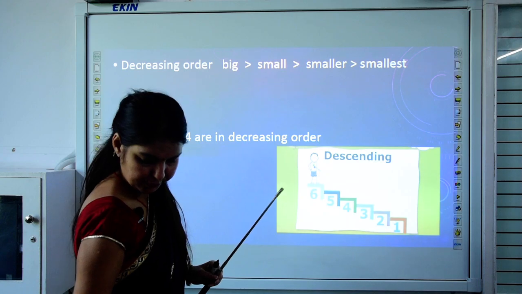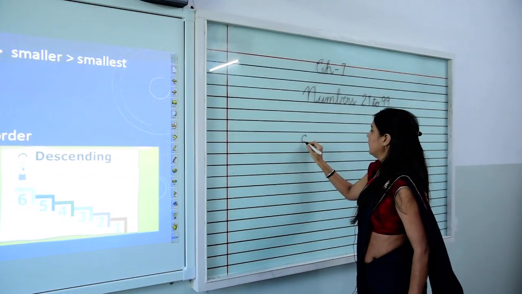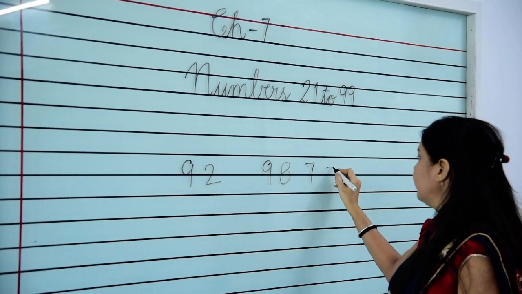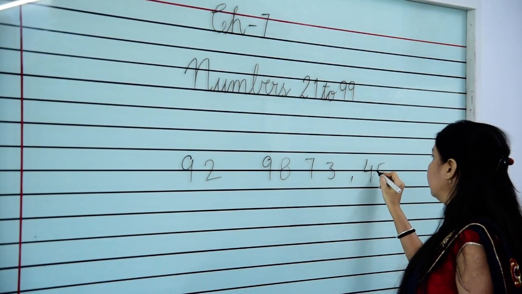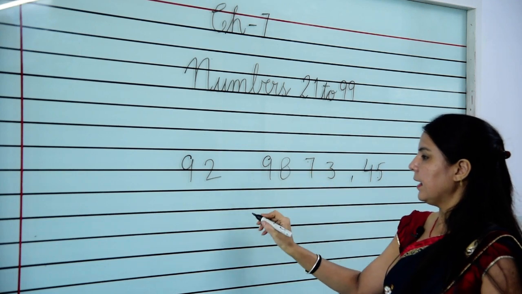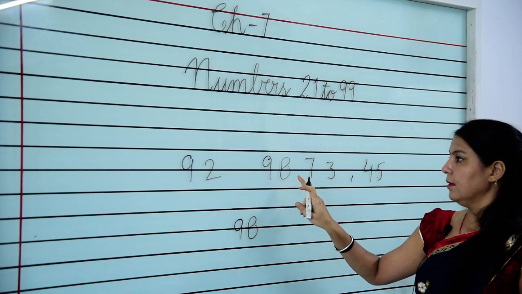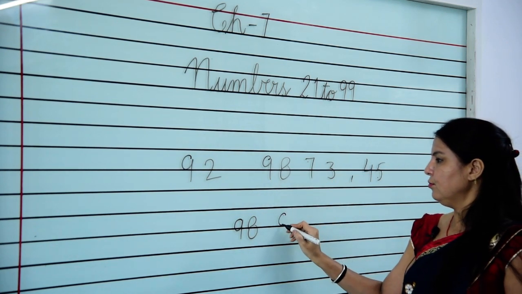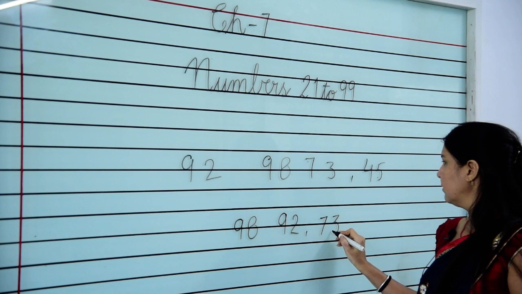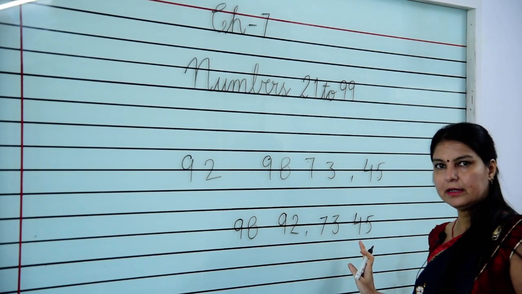Now let's take one more example. A few numbers on the board: 92, 98, 73 and 45. You can find out which number is the biggest among these numbers. 98 is the biggest number. We are comparing the numbers from their tens place. Then 92, then 73 and last 45. This one is in decreasing order.